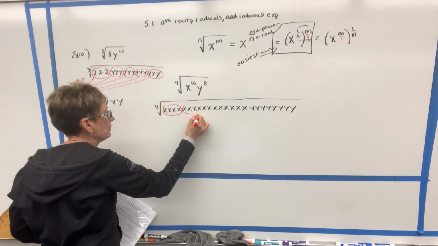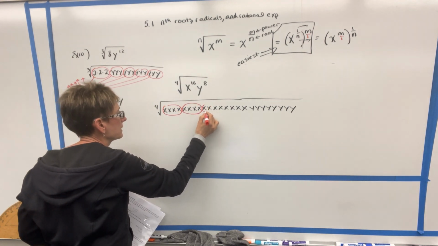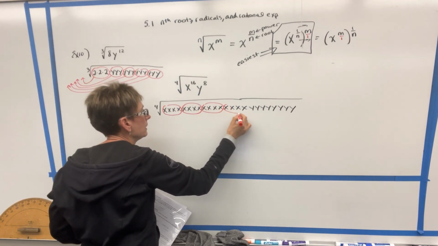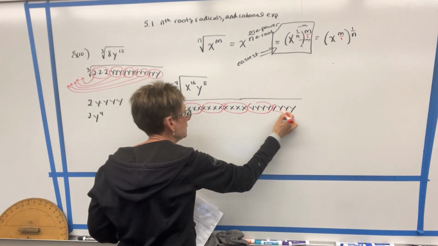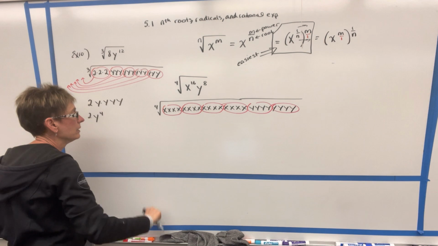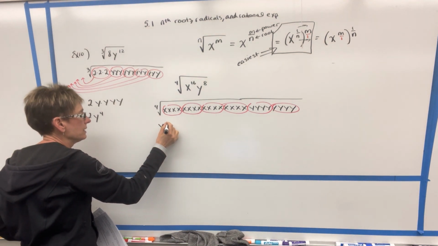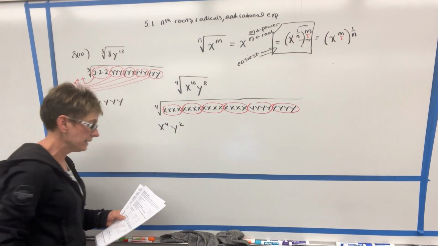So let's see how many groups of 4 I have with the x's. It looks like I have 4 x's and 2 y's that I can bring down. So this is going to be x to the 4 y squared.